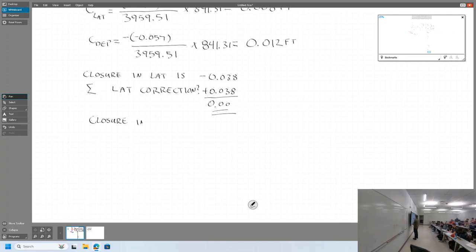So again, the closure in departure is negative 0.057. And the summation of the departure corrections is positive 0.057. Again, we'll get 0 for both.